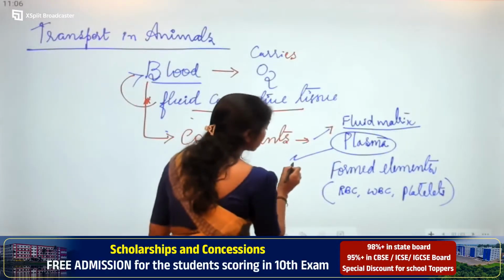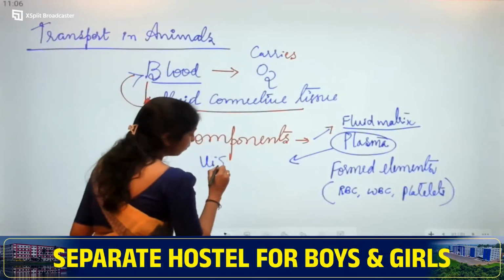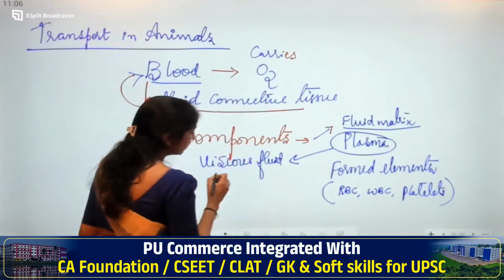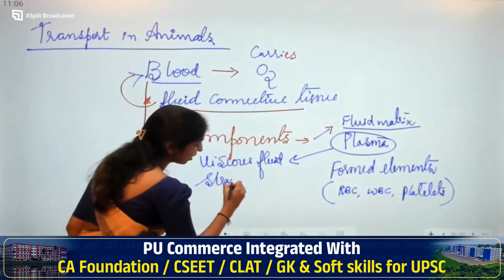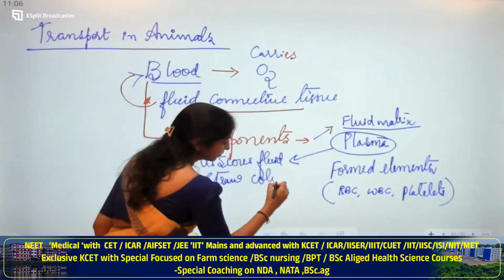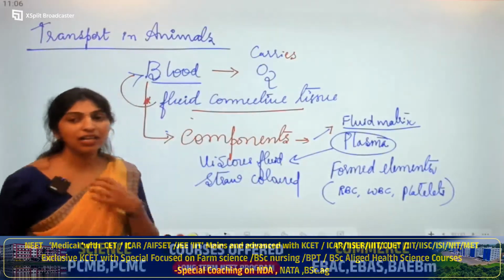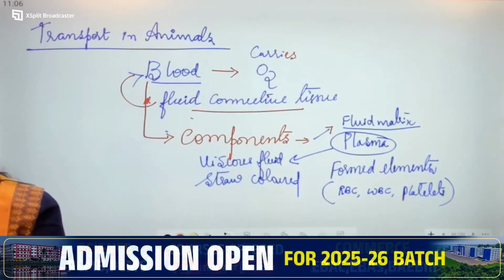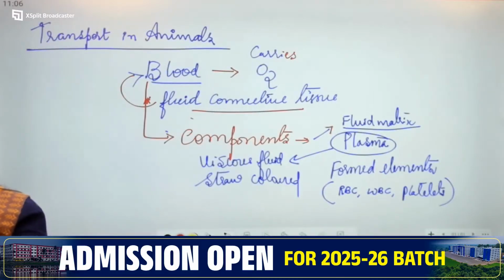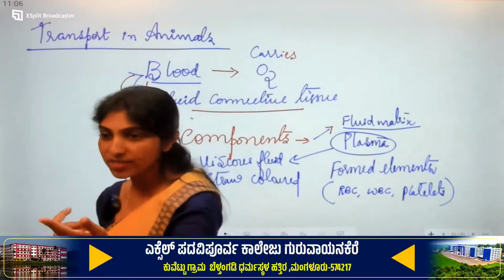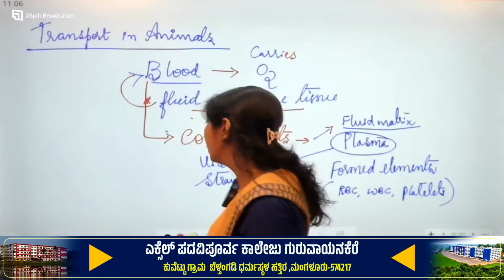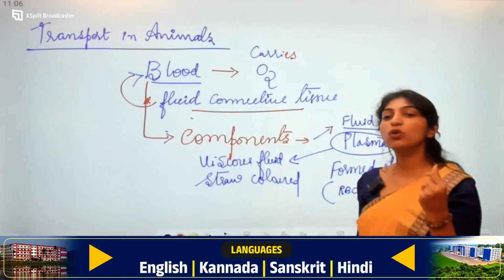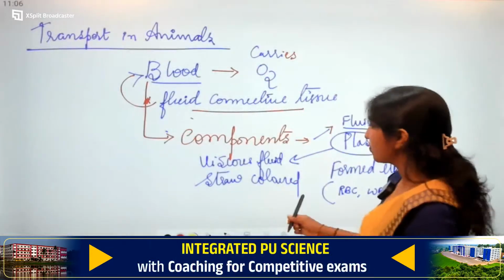Plasma is a viscous fluid, a thick fluid which is straw colored. What is the meaning of straw colored? Straw colored means a light yellow or pale yellow color. Yes, Manasvi has answered it as light yellow. Very good. It is a light yellow or pale yellow, slightly thicker fluid. When it is slightly thick, you call it viscous, correct? So, it is a viscous fluid.